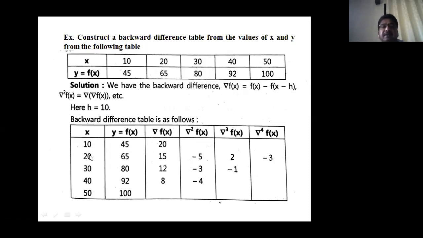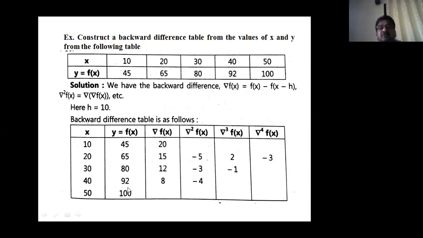So write the values of x. Here the values are 5 in number. So we have the last column del raised to 4 fx. If the values of x or y are 6 in number, then the last column is del raised to 5 fx. Here the values are 5, so del raised to 4 fx is the last column. The next differences, del raised to 5, del raised to 6, are all equal to 0 because 5 values are given.